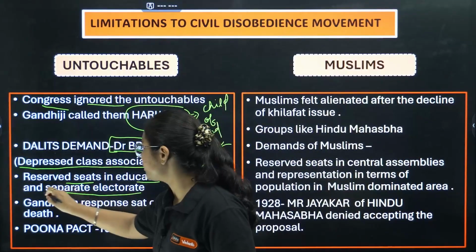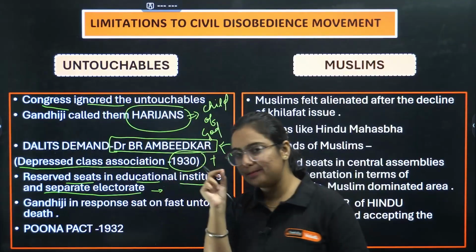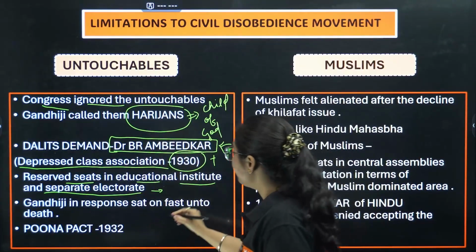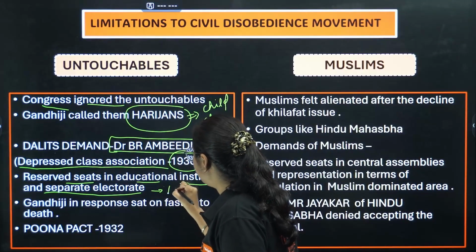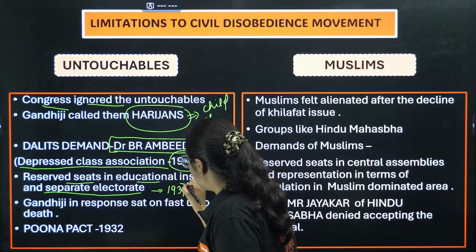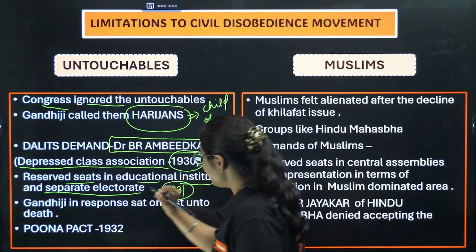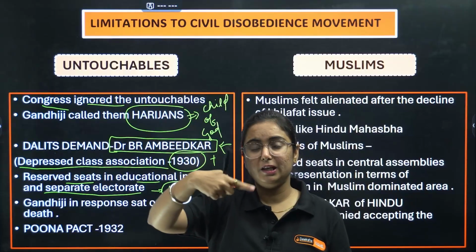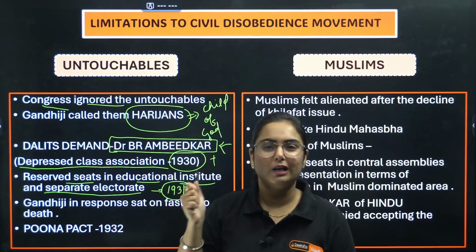Now pay attention, because we are going a little back in history. Do you remember, after the Irwin Pact in the year 1931, Gandhiji agreed that yes, I will attend that Round Table Conference. That was not even a round, okay?